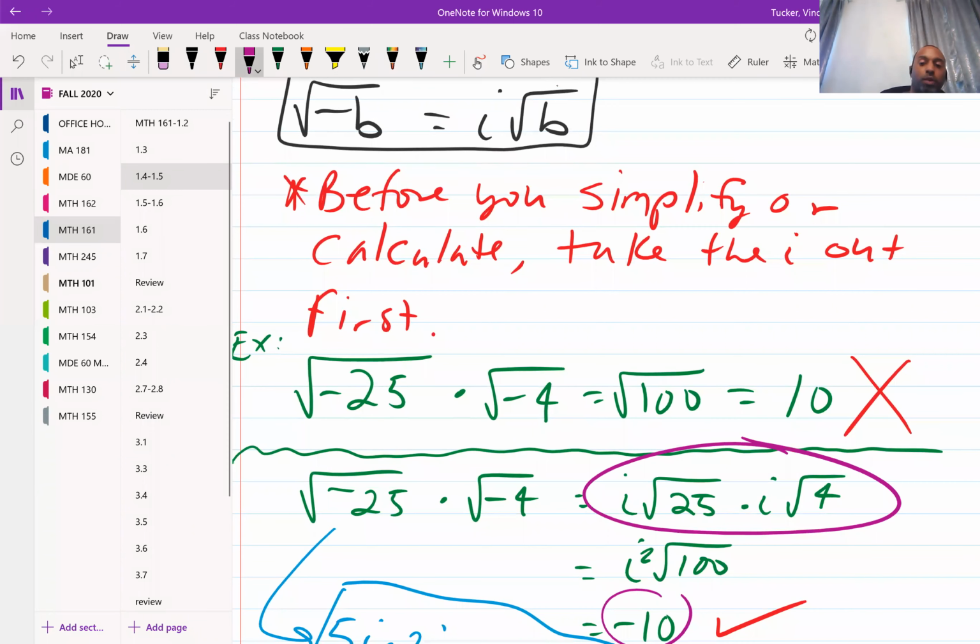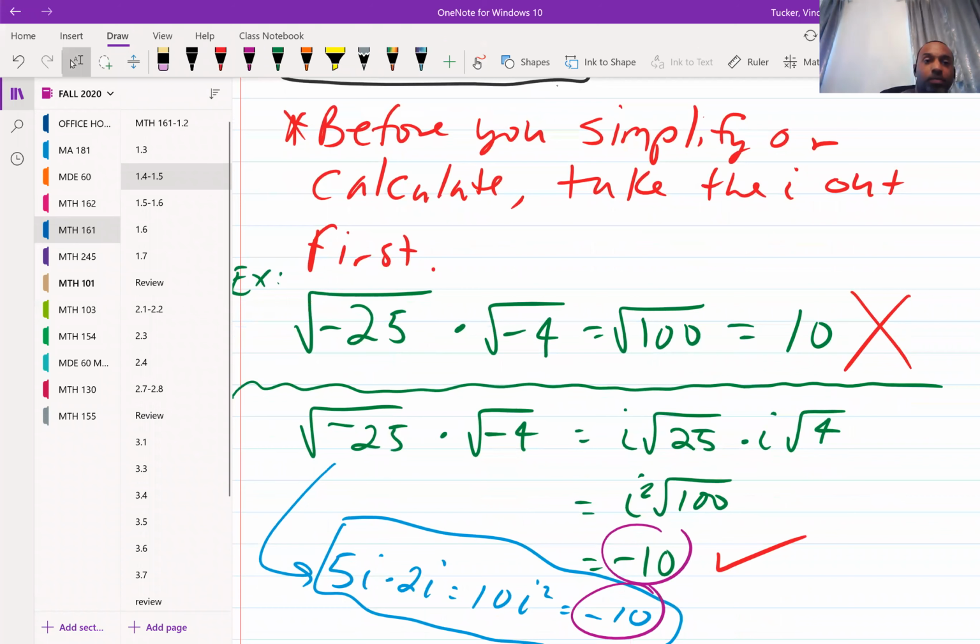So the square root of negative 25 will be i square root of 25. Square root of negative 4 will be i square root of 4. Now I can multiply my expressions together. i times i will give me i squared. 25 times 4 will give me 100 down bottom, under the radical. And then simplifying that will give me negative 10. All right, so you see that our answer is actually negative 10 instead of positive 10.